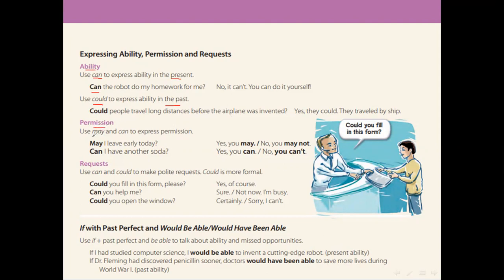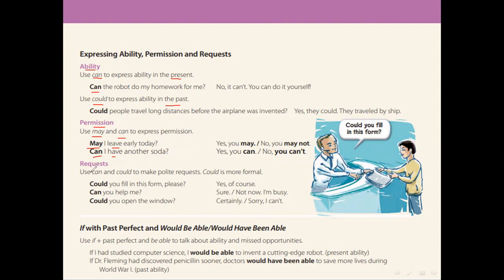Permission. Use may and can to express permission. May I leave early today? Yes, you may, or no, you may not. Can I have another soda? Yes, you can. No, you can't. Pay attention that we use the base form after may or can.